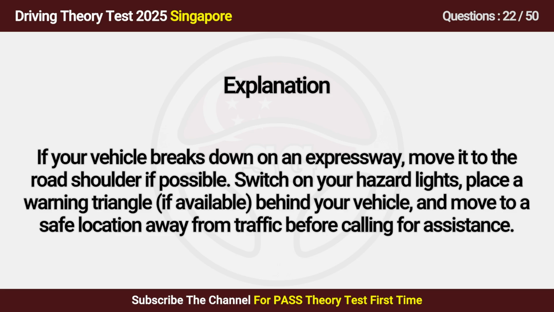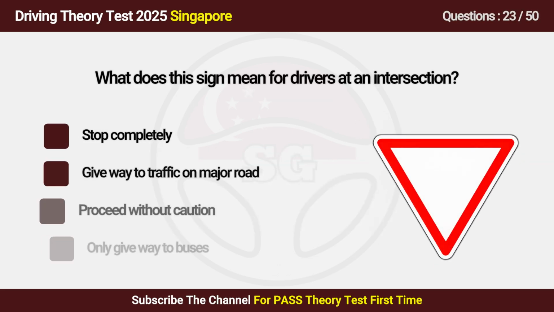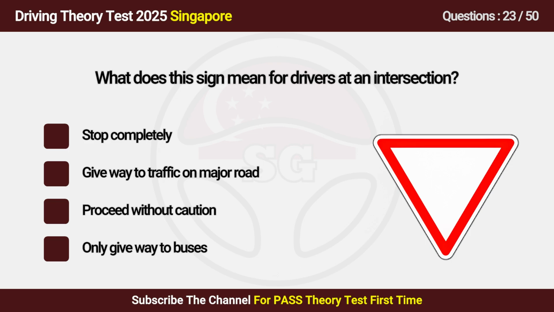Question 23. What does this sign mean for drivers at an intersection? A. Stop completely. B. Give way to traffic on major road. C. Proceed without caution. D. Only give way to buses.